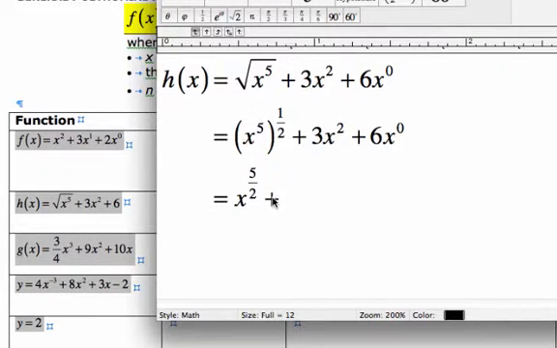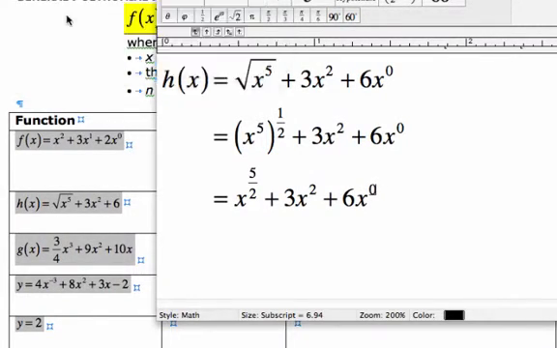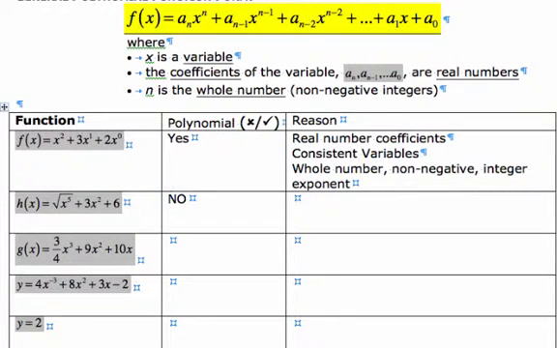So we have a fractional exponent. It is not a whole number exponent, which as a result means that this function here is not a polynomial. So the answer to that is no, and the reason why is a non-whole number exponent. Moving on to the next one.